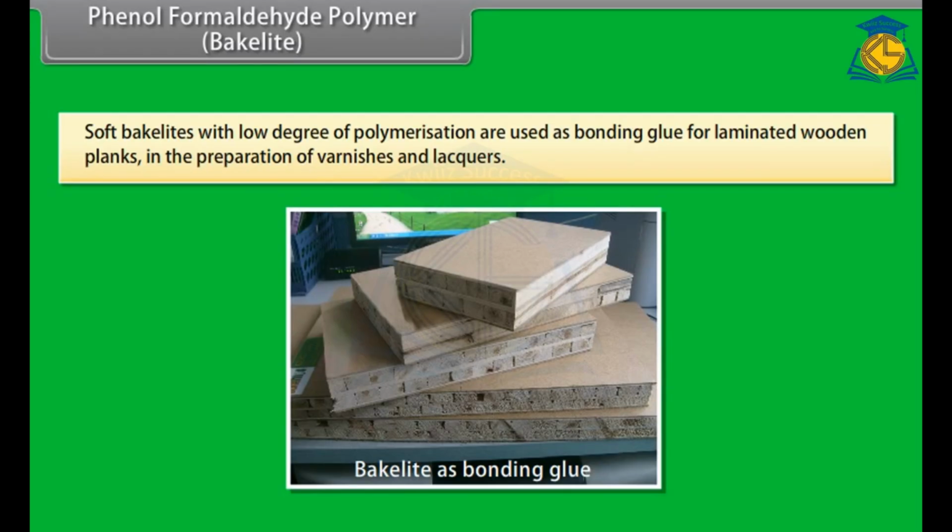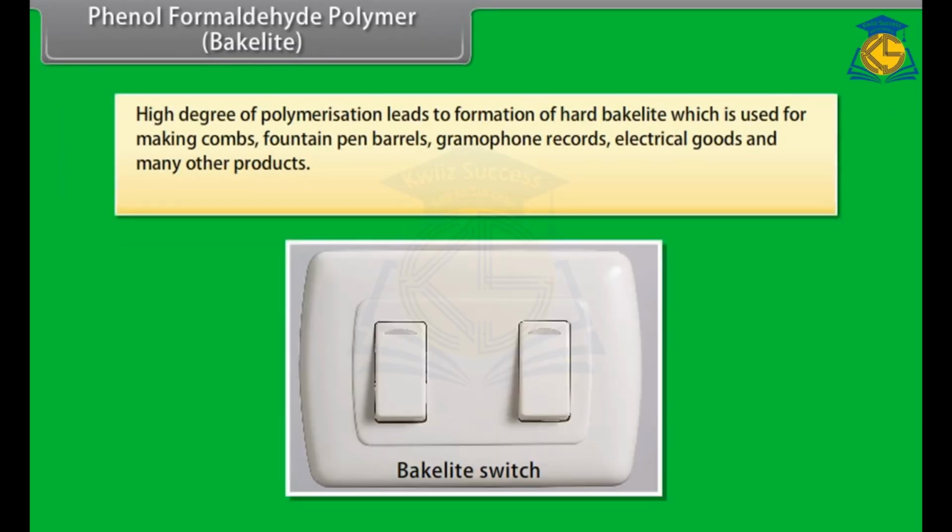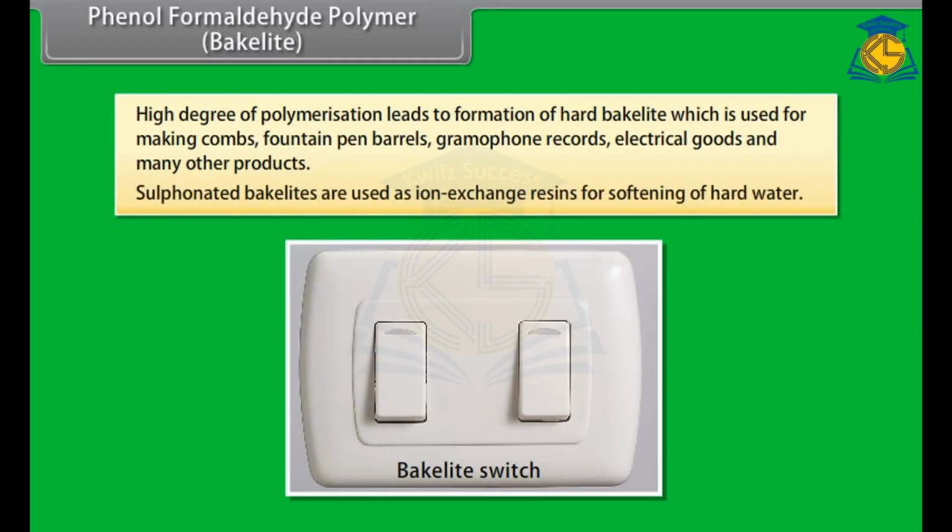varnishes and lacquers. High degree of polymerization leads to formation of hard bakelite, which is used for making combs, fountain pen barrels, gramophone records, electrical goods and many other products. Sulfonated bakelites are used as ion exchange resins for softening of hard water.